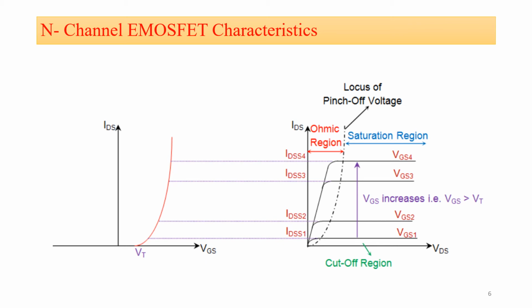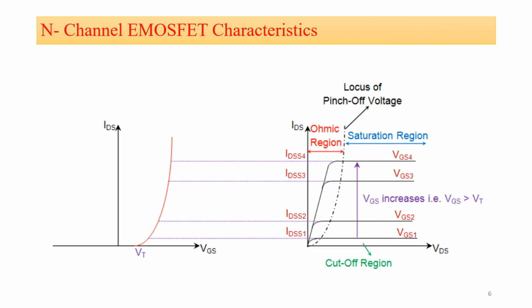Now when our VGS is less than your threshold voltage, or when our gate to source voltage is less than our threshold voltage, then our observation is that the drain current equals 0, and when the drain current equals 0, then our MOSFET will work in cutoff region.